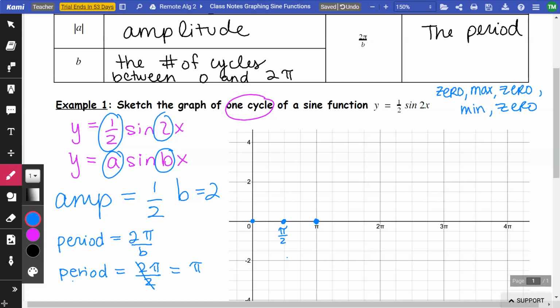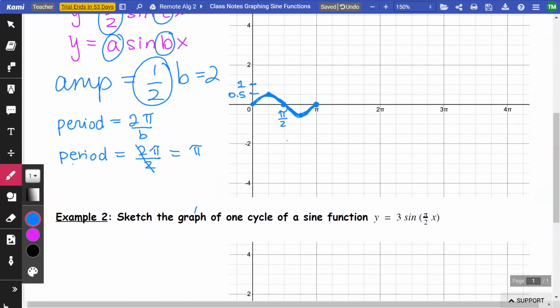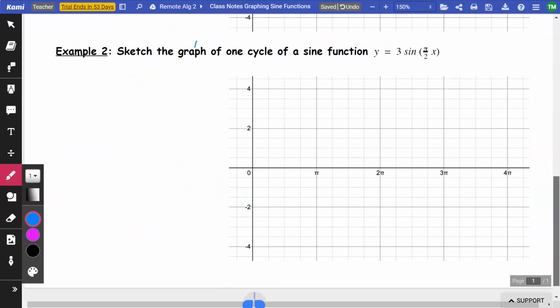Well, our maximum occurs at an amplitude of 1/2, so this would be 1, this would be 1/2, or 0.5, so our maximum should occur here. And then again, our minimum occurs at an amplitude of 1/2, so we're just going to go down 1/2 to here. And there we go. We have graphed one cycle of the sine curve, y equals 1/2 sine 2x. So why don't you go ahead and do the same thing for example 2. Graph one cycle of the sine function y equals 3 times the sine of pi over 2x.